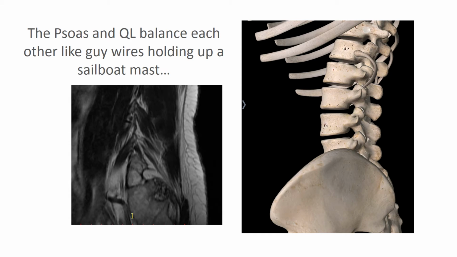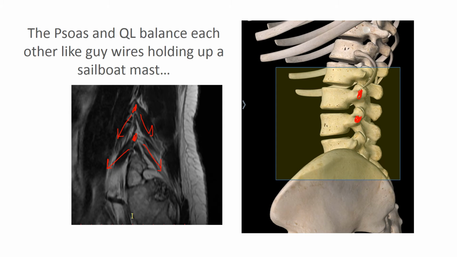Now, these muscles balance each other like guy wires holding up a sailboat mast, and you can see here in this MRI image to the left, which might not look like much, but this is a transverse process. Those are the bones that come off the side of the spine. That's this one over here on the right on this image, so it gives you a sense of where you are. And then you can see some muscles coming off this way and that way. The muscle to the left here is the psoas, the muscle to the right is quadratus lumborum, and you can see how they balance each other out. So that's the MRI slice we're looking at, and that's where those muscles go.